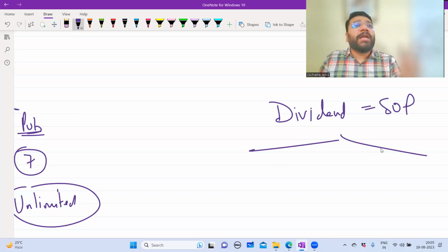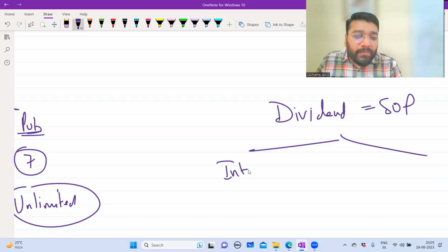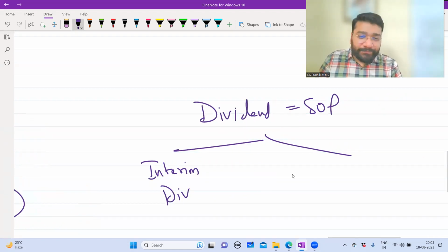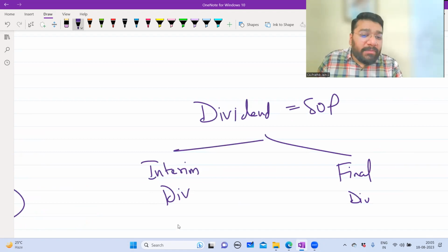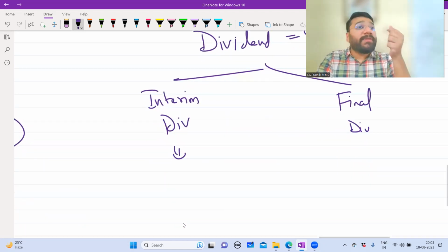This is divided into 2 types. One is called interim dividend. Second is called final dividend. Interim dividend means what? The dividend, the profit which is distributed somewhere in the middle of the financial year.